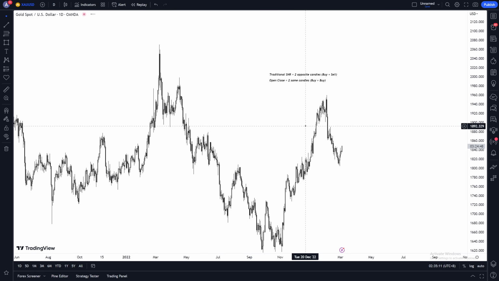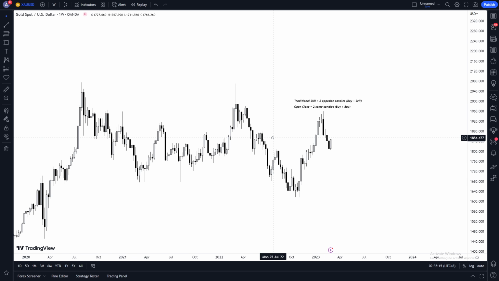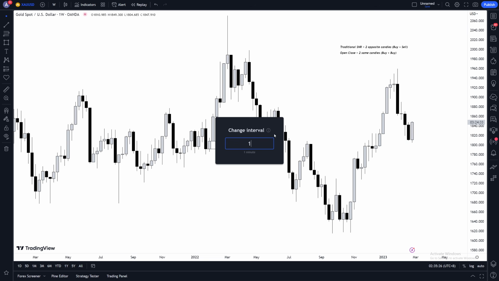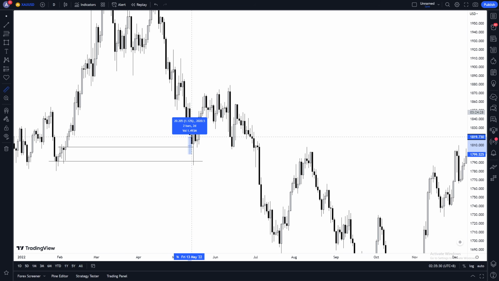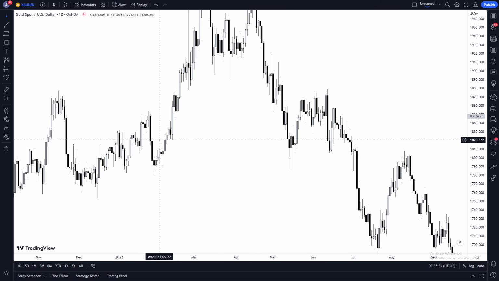So that, my friends, is how we use the open close. That is what the open close is. Not about how we use it, but what it is in the first place. If you look at this one, this is on the weekly, by the way. If you look at this on the daily, for example, you'll see the rejection. It went in and rejected back up, about 100 pips. See? Weekly, daily.